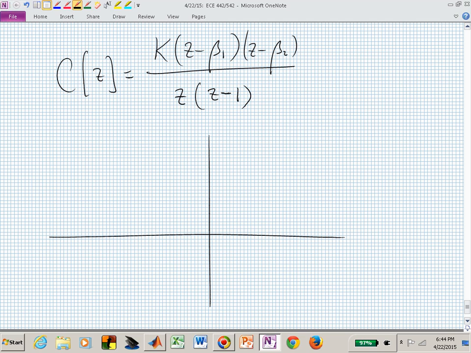Now what does this look like? We started our system there, didn't we? Then we introduced the PID controller. Now what do we do?